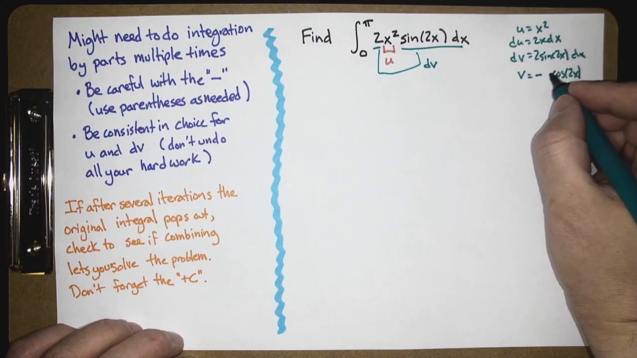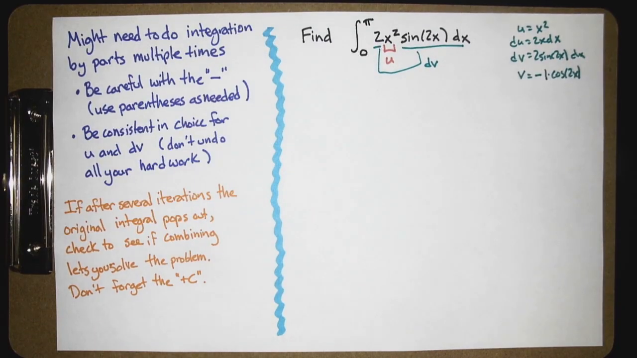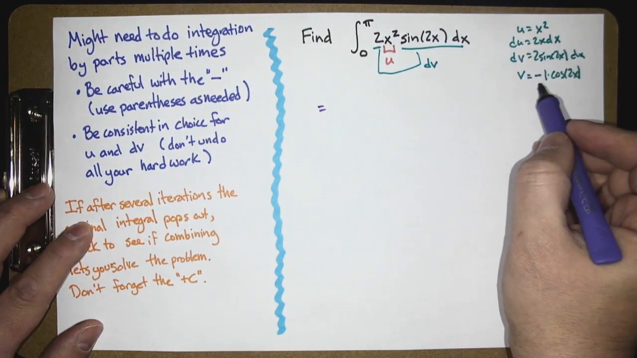You put 1. Why is it 1? Why is it not 2? Why is it not a half? Well, the answer is it's both. It's 2 halves. We still have a 2 from this 2. But when we integrate, we have to account for the 2 on the inside, so we have to divide by 2. So it's really 2 halves. So there's 1.